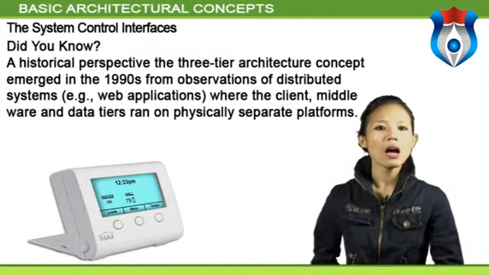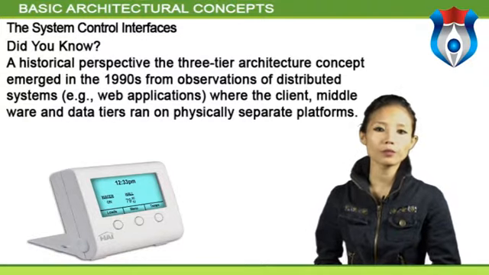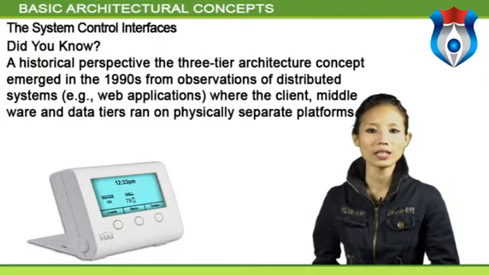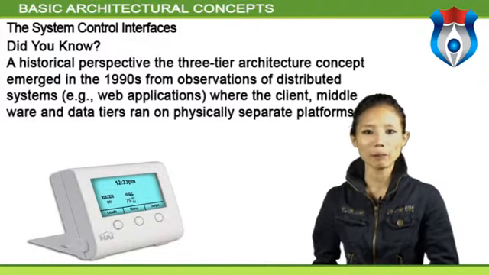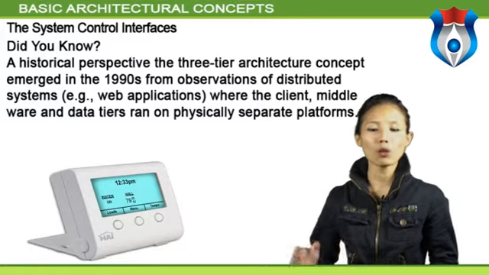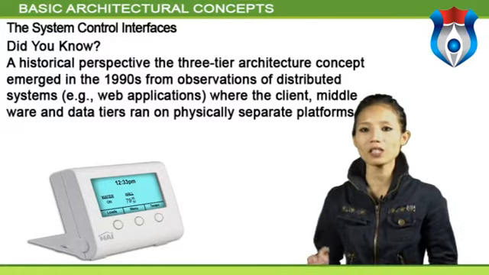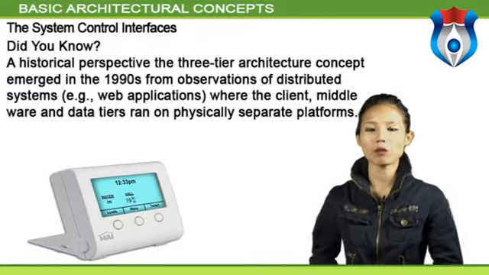Did you know? From a historical perspective, the three-tier architecture concept emerged in the 1990s from observation of distributed systems, for example web applications, where the client, middleware and data tiers ran on physically separate platforms.